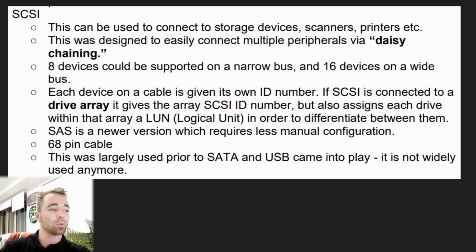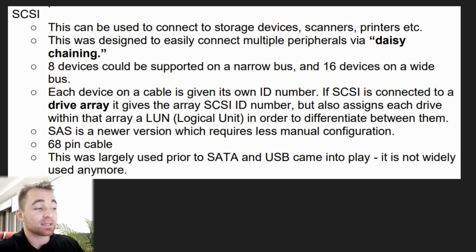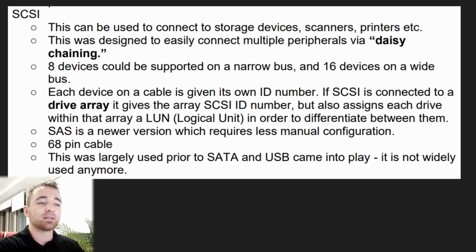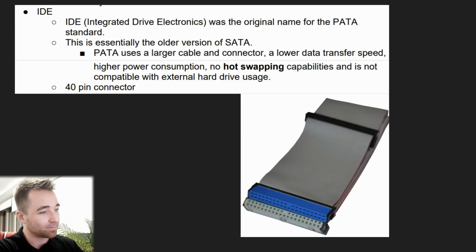So each device on a cable is given its own ID number. If SCSI is connected to a drive array, it gives the array a SCSI ID number, but also assigns each drive within that array a logical unit in order to differentiate between them. So it's a really cool thing, much older, not really used now. It has a 68-pin cable, but again, it was prior to SATA and USB, so super old, and it looked like this. You could daisy chain things. It was old. That's pretty much the basic bare bones of what you need to know.